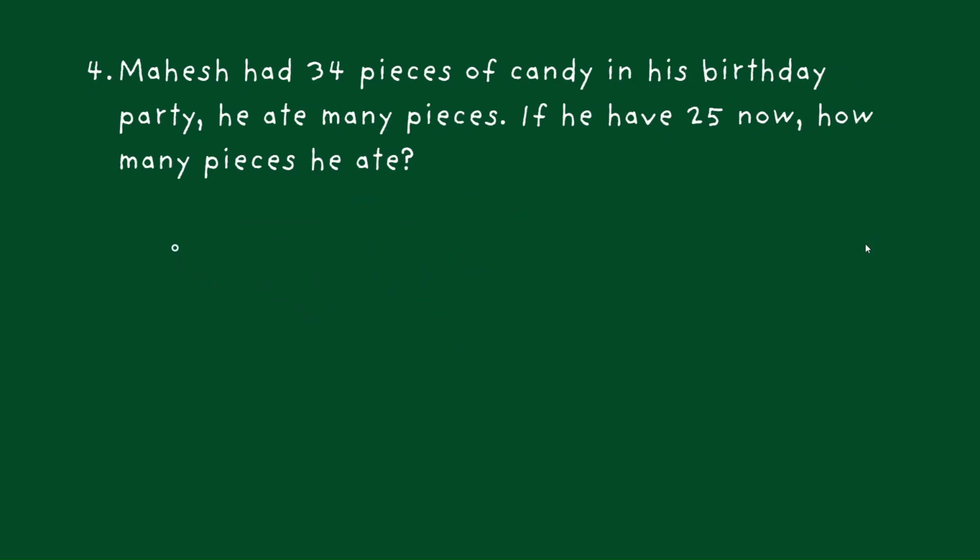Let's see another sum. Manish had 34 pieces of candy at his birthday party. He ate many pieces. If he has 25 now, how many pieces did he eat? At first he had 34 pieces of candy. And how many did he eat? We don't know that, so we are putting subtraction. Now he has 25. Later we can find the answer. So at first we have to derive the equation from the given statement problem, which is what we are seeing now.